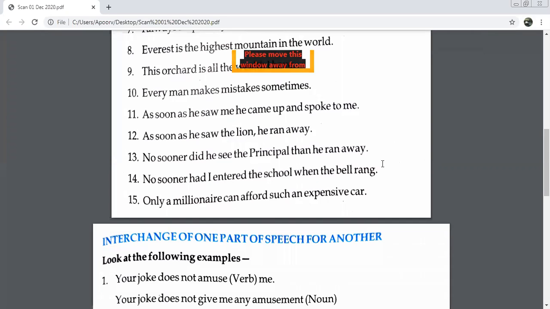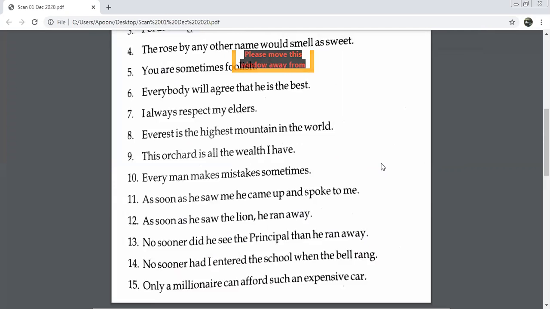What about the 10th one? Every man makes mistakes sometimes. Tell me the 10th one. There is no one who doesn't make a mistake sometimes. Yes. There is no one who doesn't make a mistake sometimes. Somebody else can give me a different answer without changing the meaning and converting it into negative. We can have more answers also. Tell me, beta. Anybody? Okay, never mind.